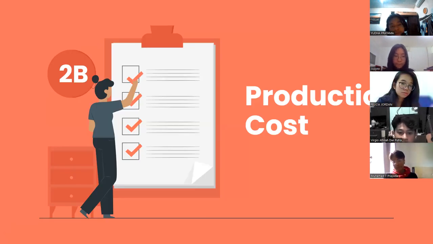Next is production cost. Here, production cost consists of direct and indirect material costs, direct and indirect labor costs, machine and equipment costs, and office and other facility costs.